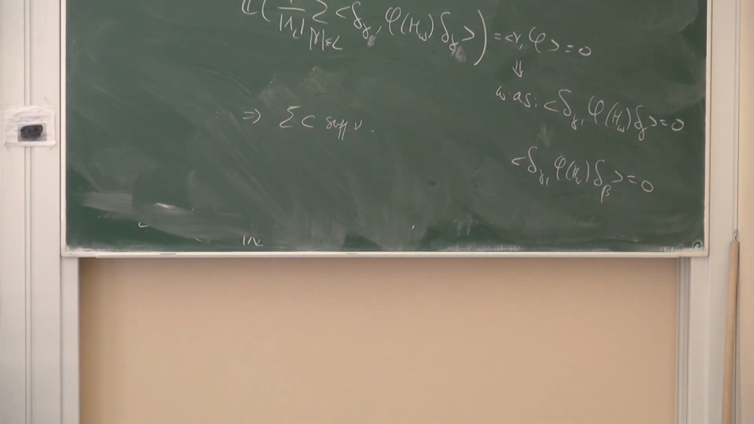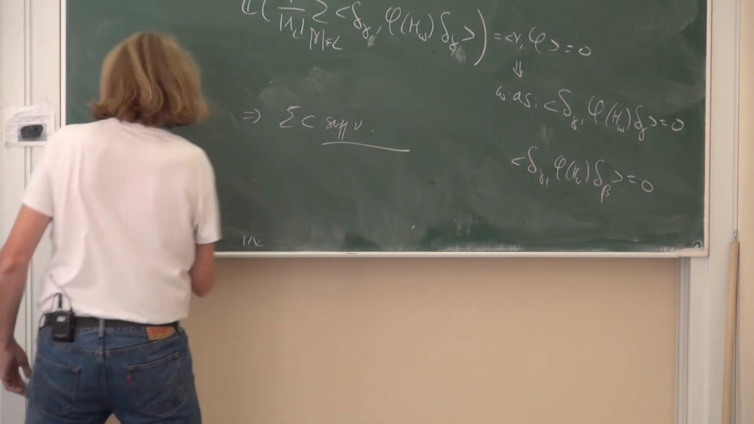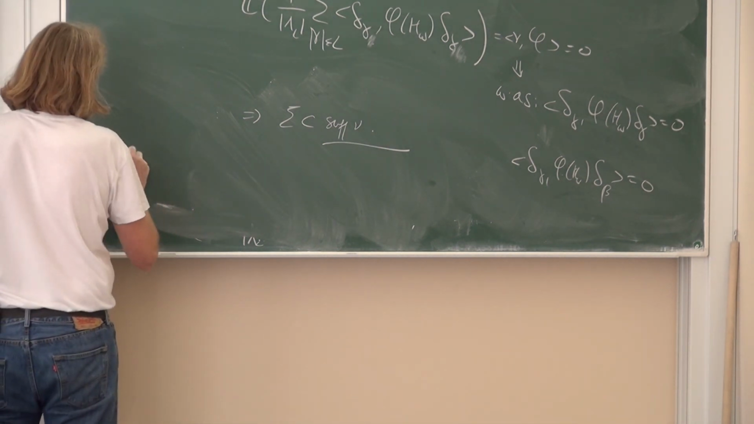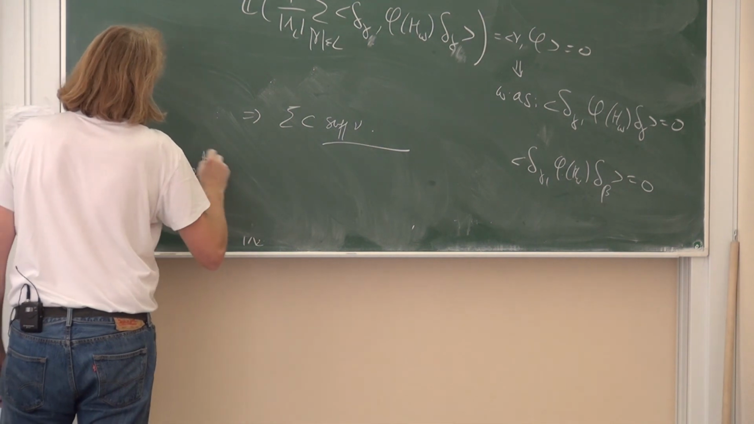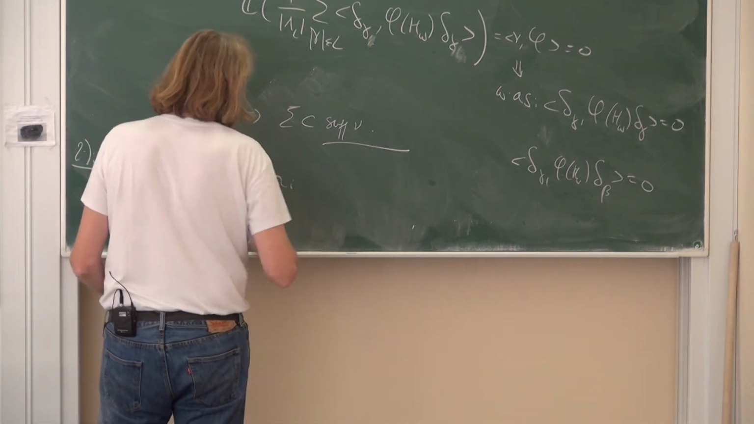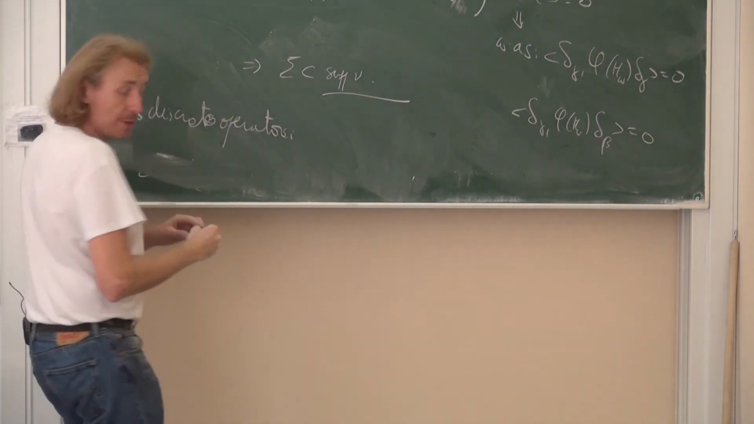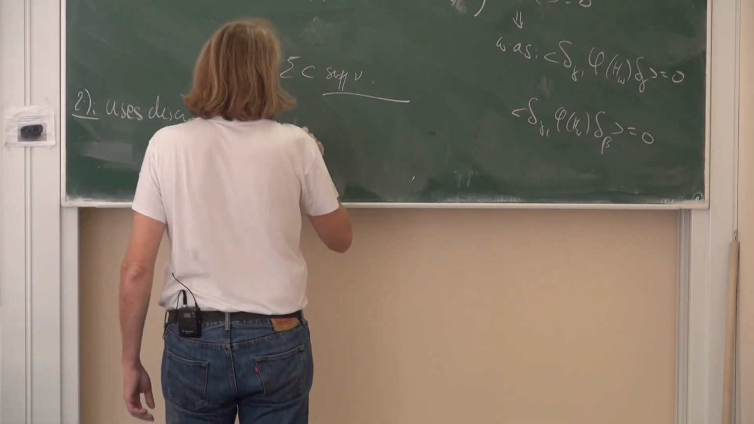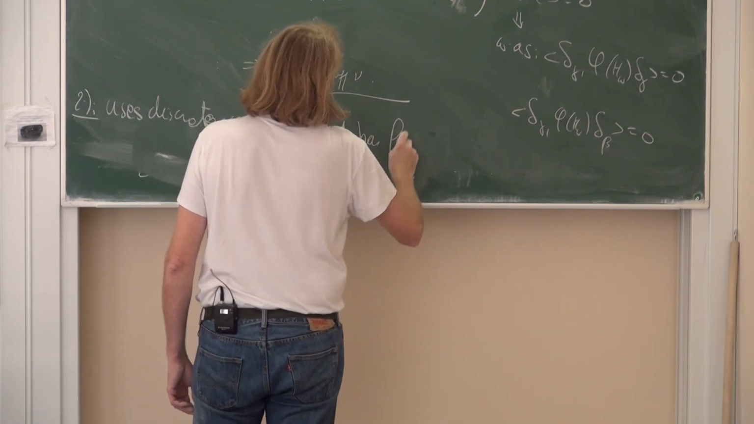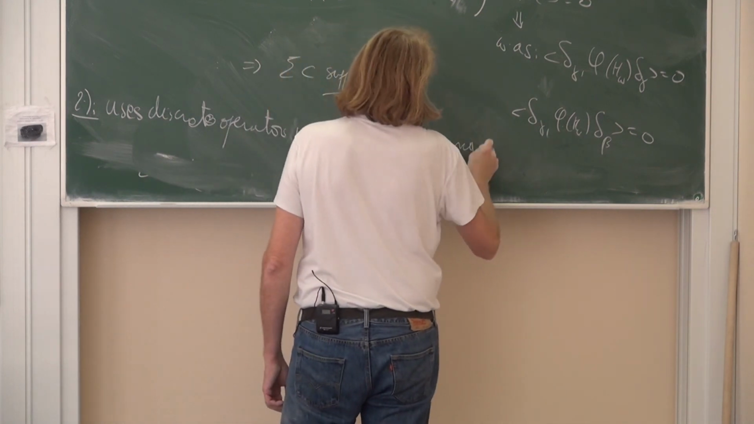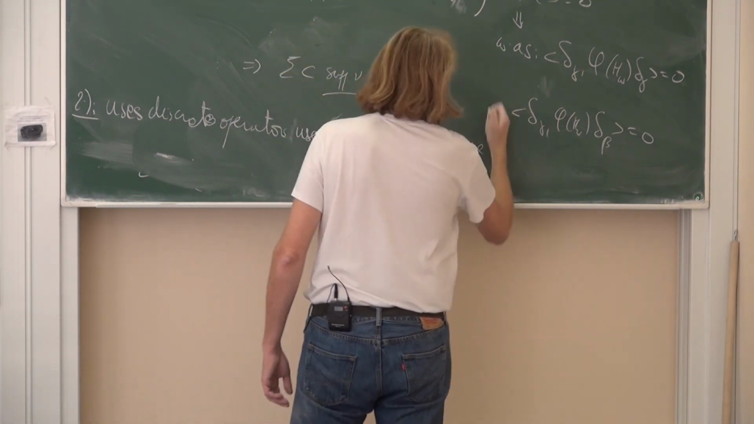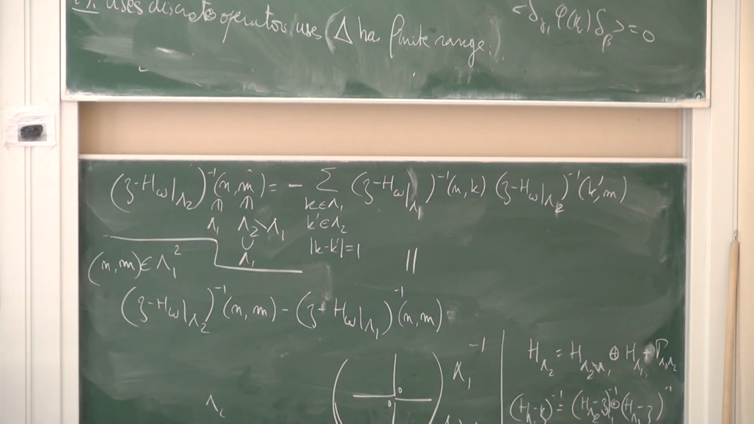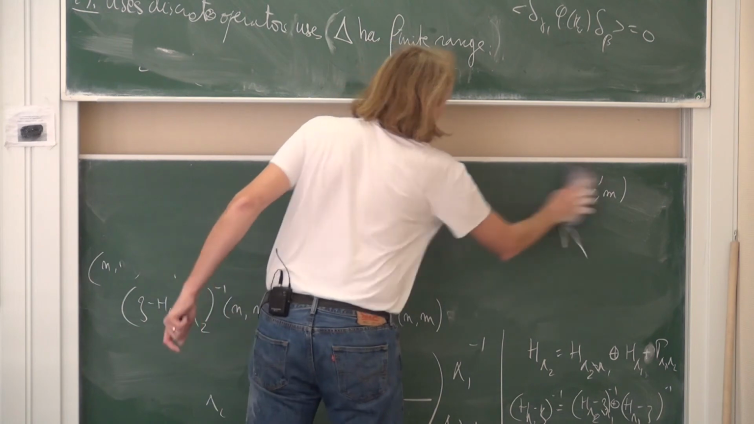Now, the other thing here, the 2, so this gives you 1. And the 2 comes from the fact it's only okay in the discrete. It uses discrete operators, and actually more than that. It uses the fact that the Laplacian has finite range. So what's the idea? It's very simple. It's just what is the multiplicity of an eigenvalue for the discrete Laplacian.